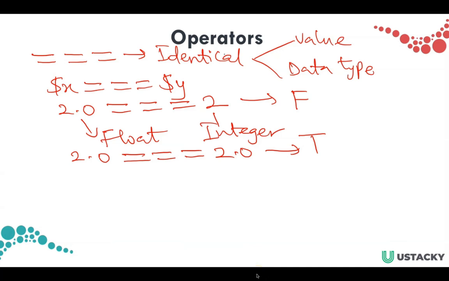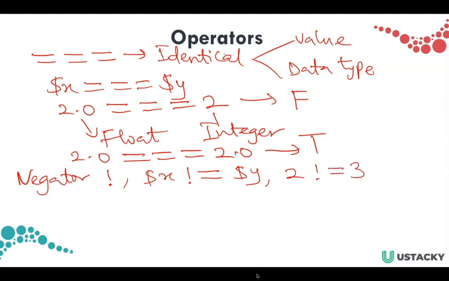We can negate some of these operators and conditional statements by using a negator. Negator is written as an exclamation mark. For example, if you want to negate the double equals to sign, it will be written as this. So if you want to check if $x is not equals to $y, for example, 2 is not equals to 3, this will return true. So 2 is not equals to 2, this will return false.